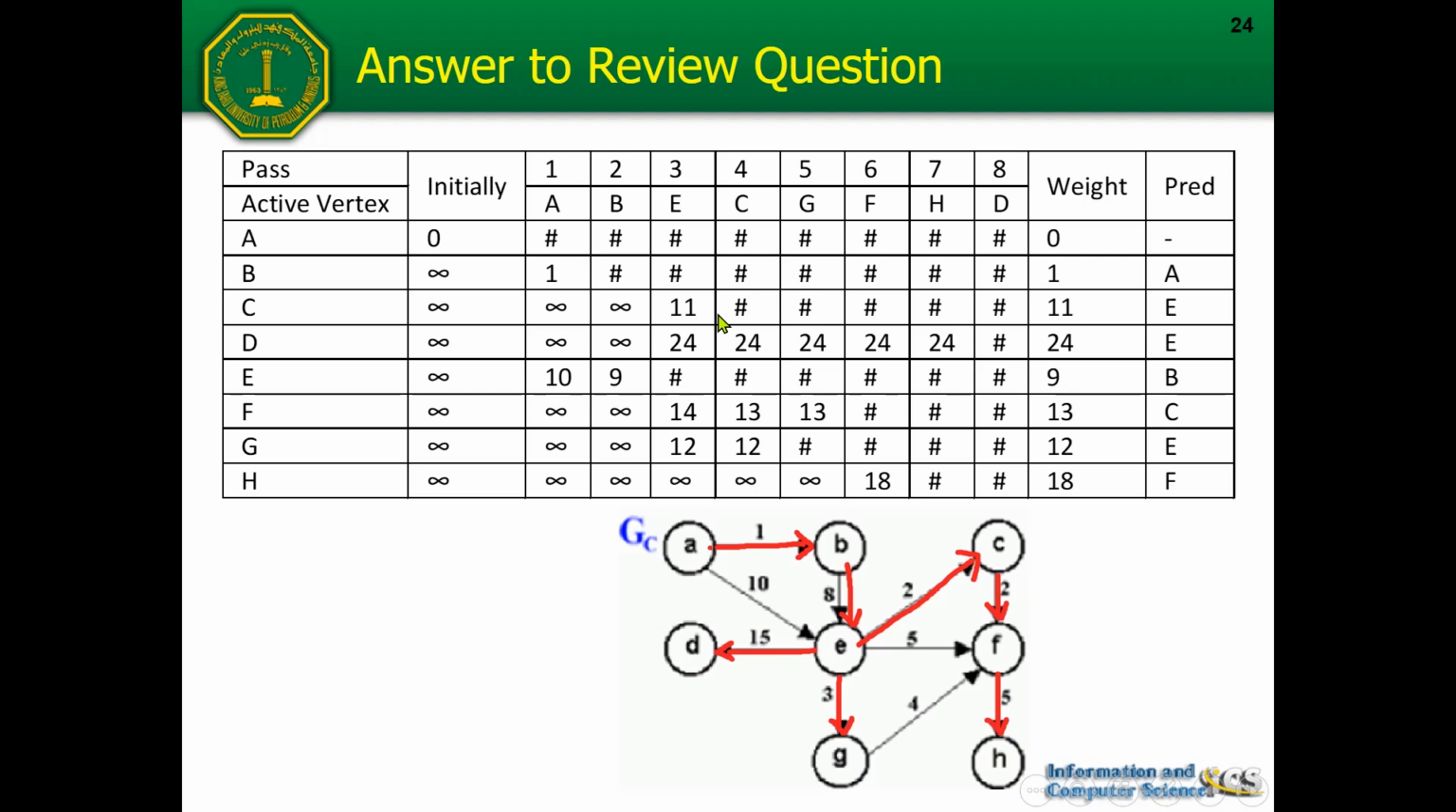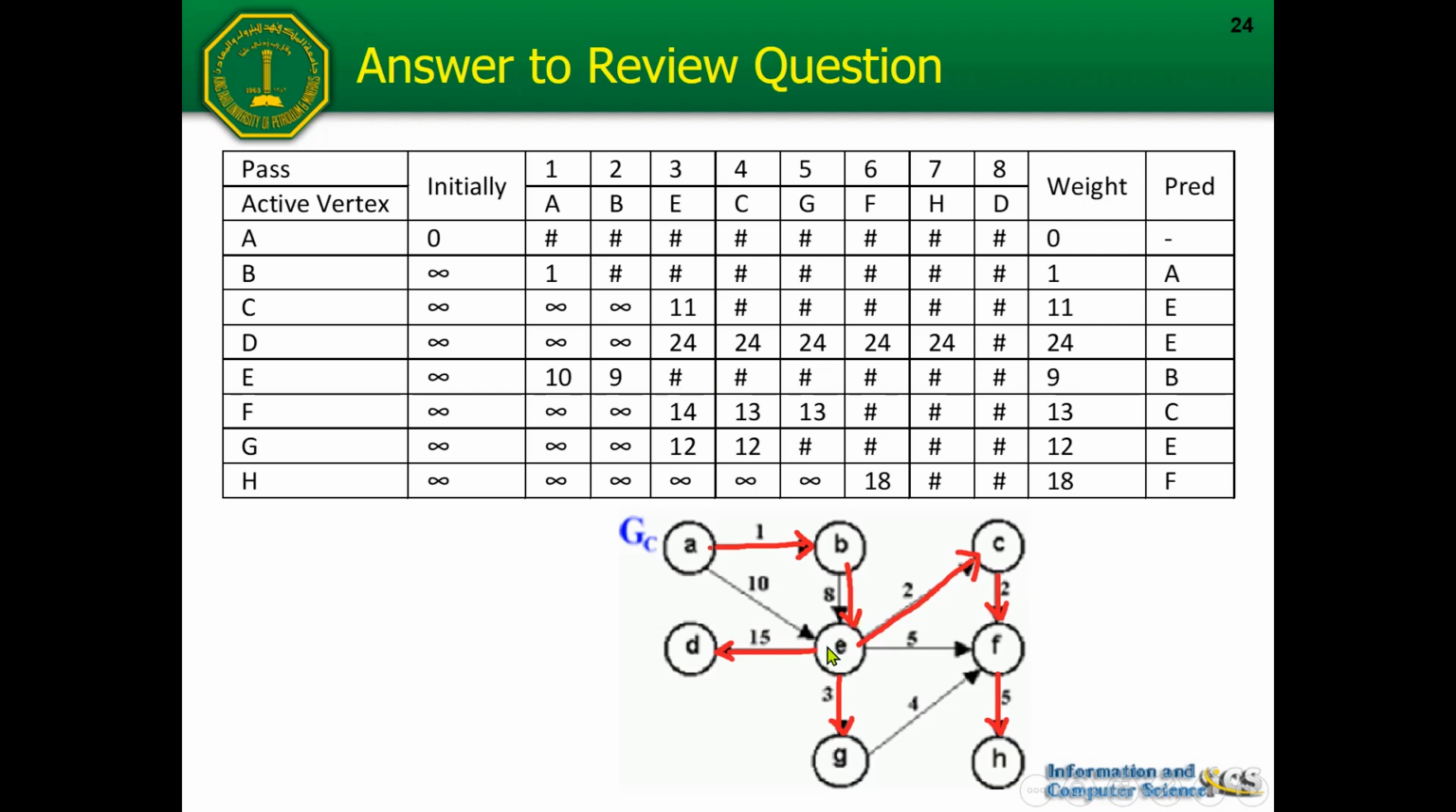Then after that, from B we can only go to E, right? The way will be 1 plus 8, 9. For the remaining numbers, you just put the previous value, which is still infinity. Then the minimum number in this column is 9. That's why 9 corresponds to E, and E will become the next active vertex.